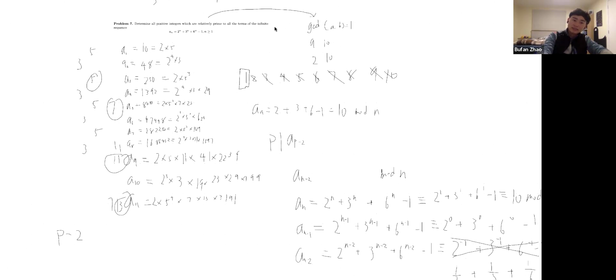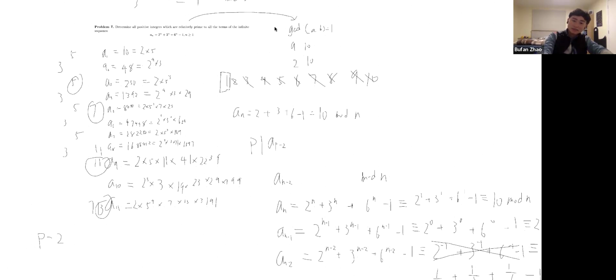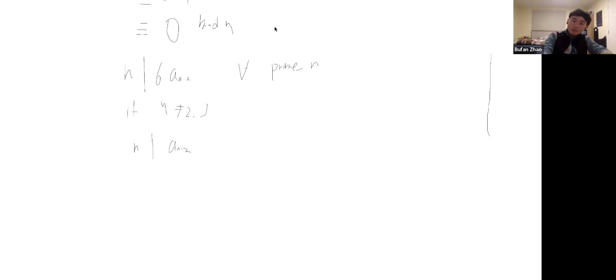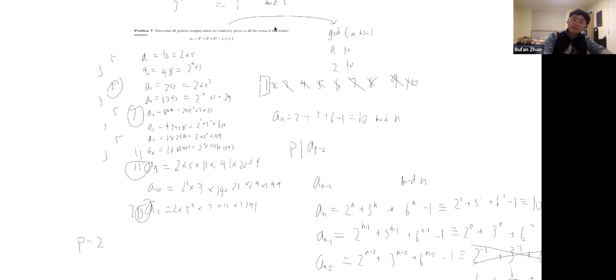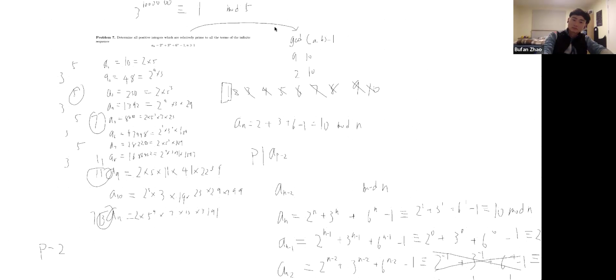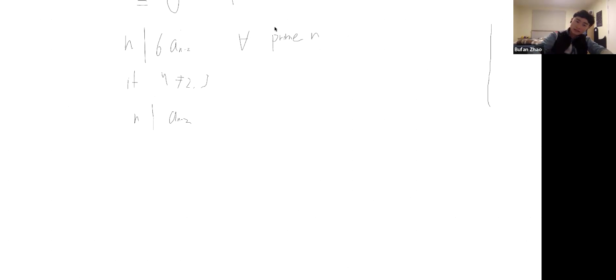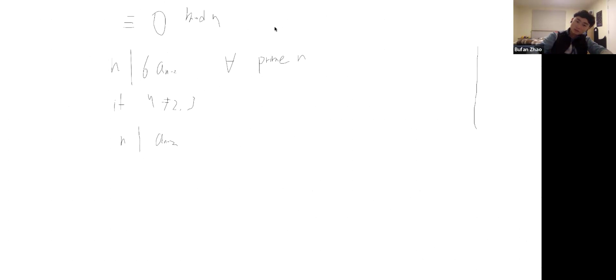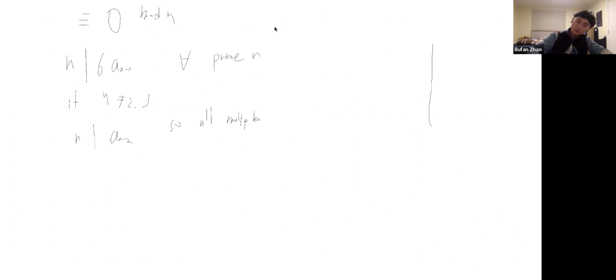Right? 5 divides a3, 7 divides a5, 11 divides a9, 13 divides a11. So this means that all multiples of 5, 7, 11, all multiples of any prime bigger than 3 cannot work. Right? So all multiples of a prime bigger than 3.